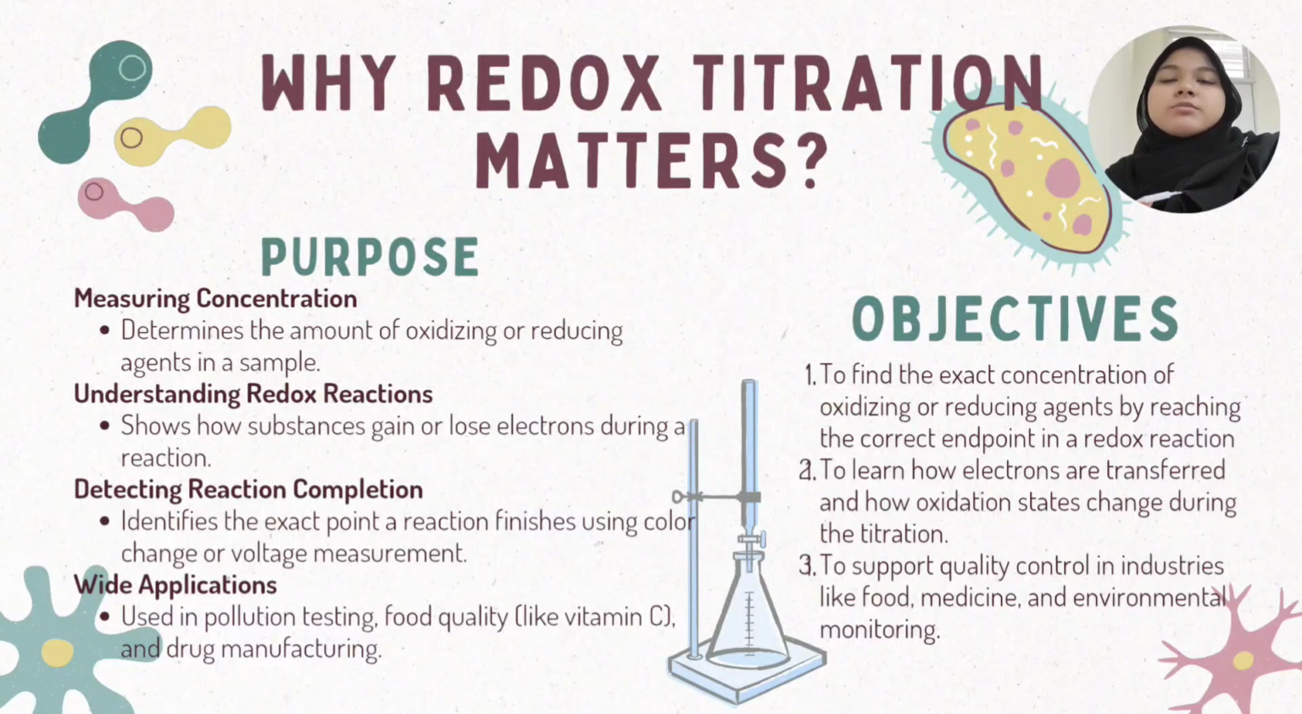So, what is the objective of redox titration? The first one is to find the exact concentration of oxidizing or reducing agents by reaching the correct endpoint in a redox reaction. The second objective is to learn how electrons are transferred and how oxidation states change during the titration. And the last one is to support quality control in industry like food, medicine, and environmental monitoring.